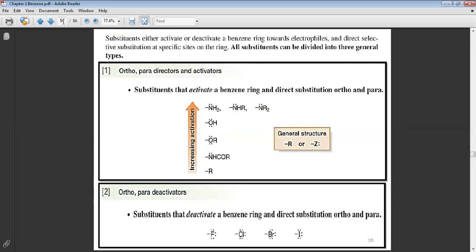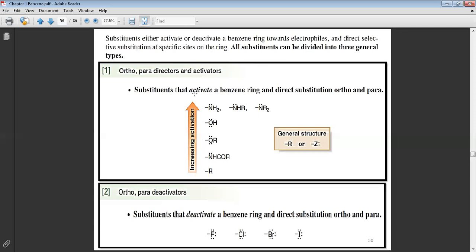Now look here, all the substituents either activate or deactivate the benzene ring. That means there are two possibilities: the substituent makes the benzene ring activated or deactivated, toward what? Toward electrophiles. Why electrophile, not nucleophile? Because the benzene ring has high electron density and can react as a nucleophile. And the substituent directs the reaction selectively to a specific site on the ring.